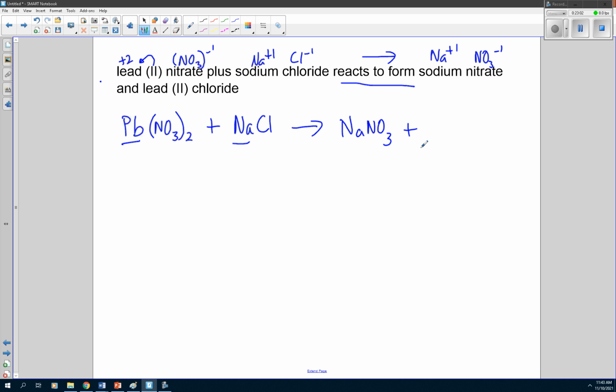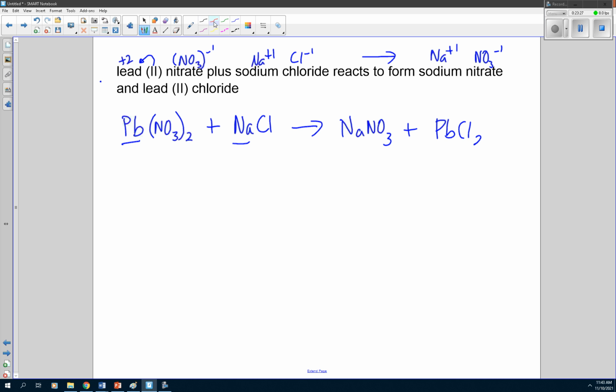NaNO3 plus our last compound, lead-2 chloride. Lead-2 is obviously lead Pb +2, and chloride is the Cl -1 ion. So I have PbCl2. And it is not balanced yet. So now that we have the chemical equation, we can go back and balance it.